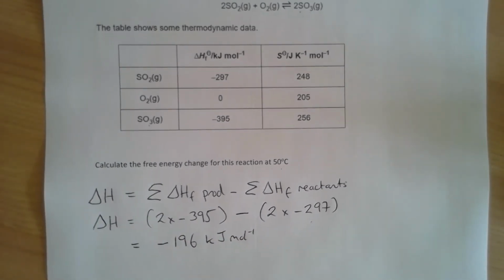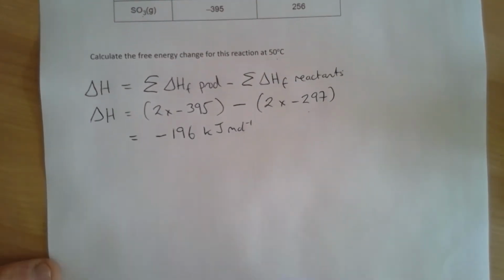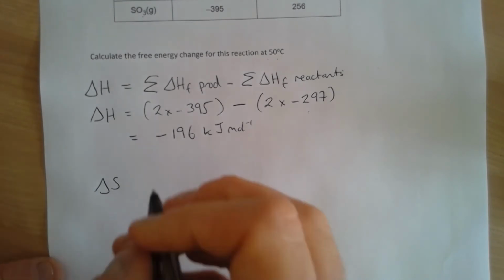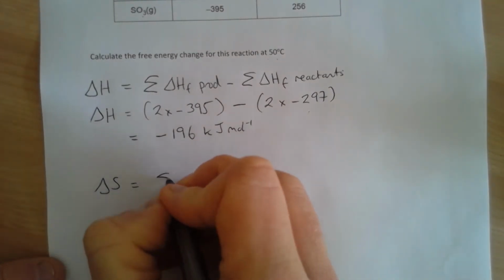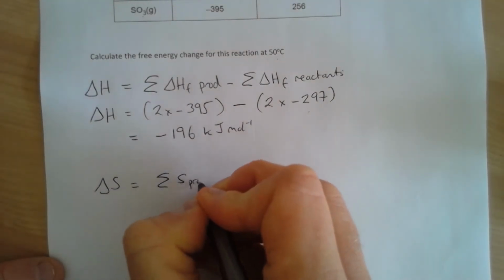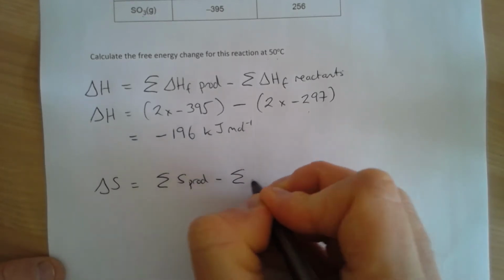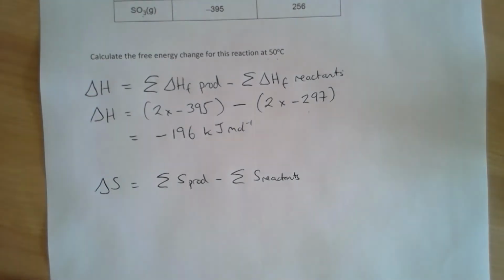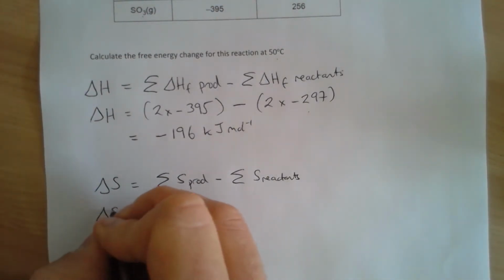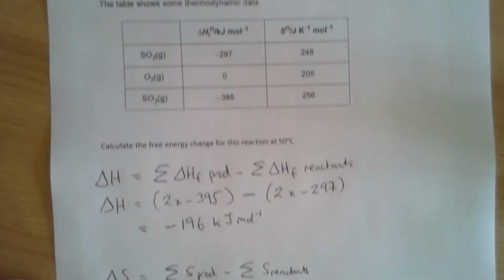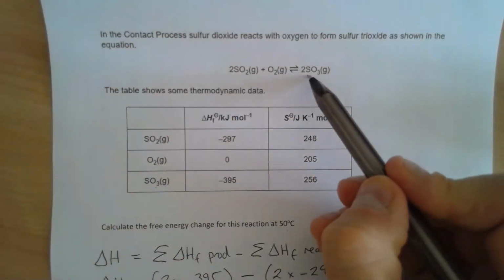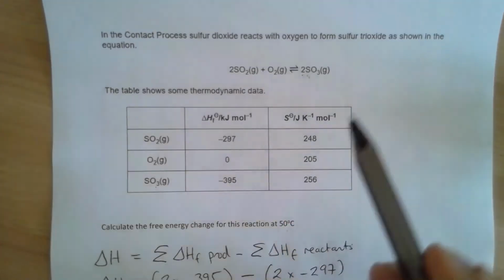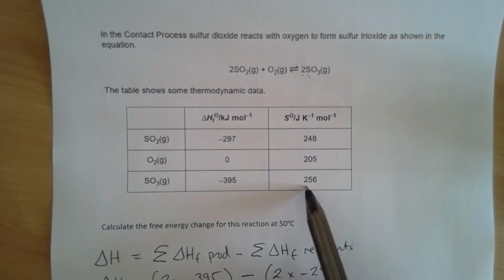We then want to do our entropy change calculation. So delta S, S is the symbol for entropy, equals the sum of the entropies of the products minus the sum of the entropies of the reactants. So let's do this calculation now. Our products again were sulfur trioxide. So there's 2 moles of sulfur trioxide. So that's 2 times 256.